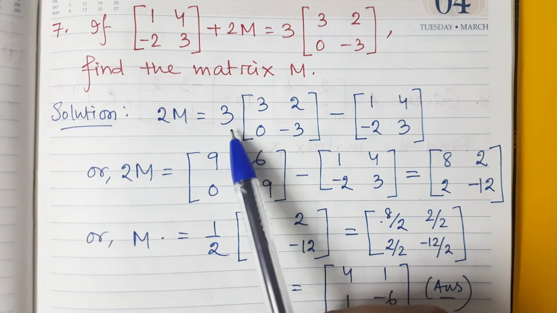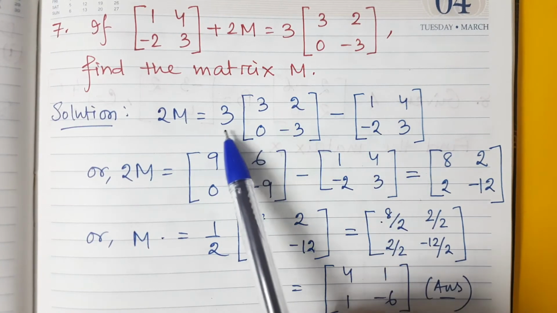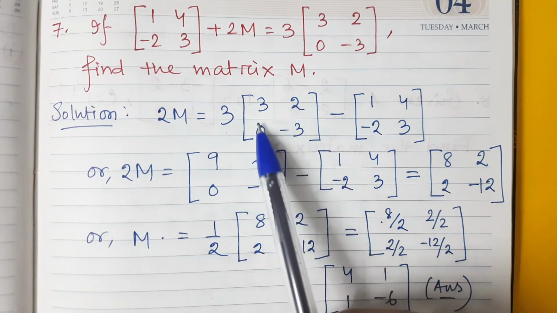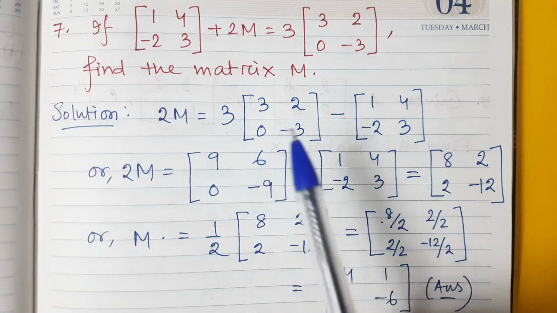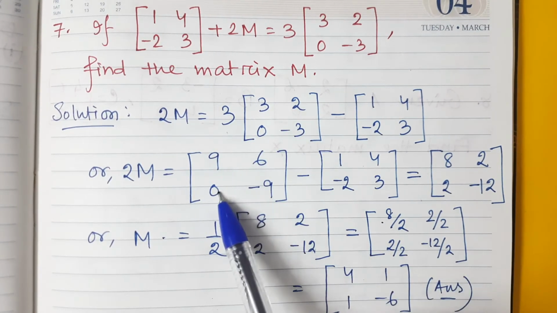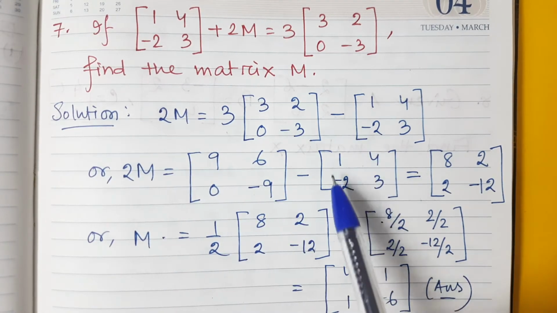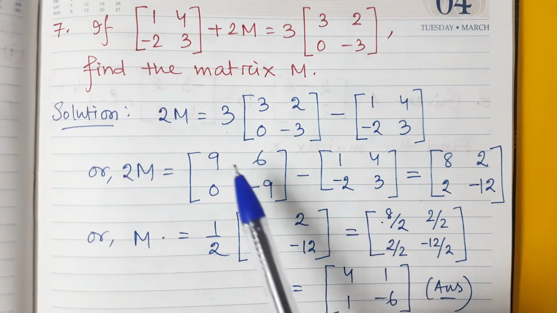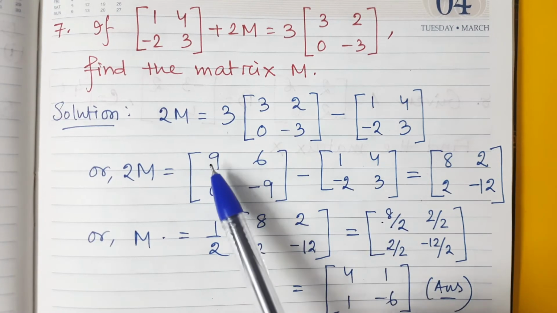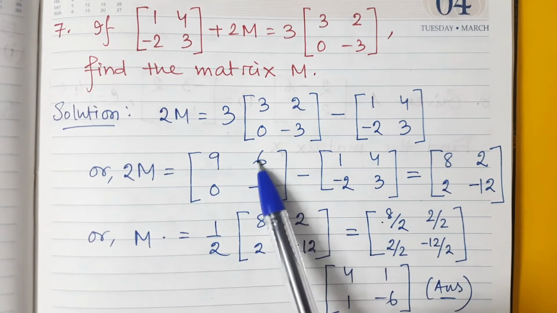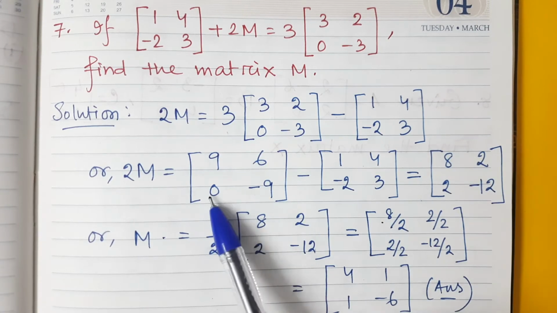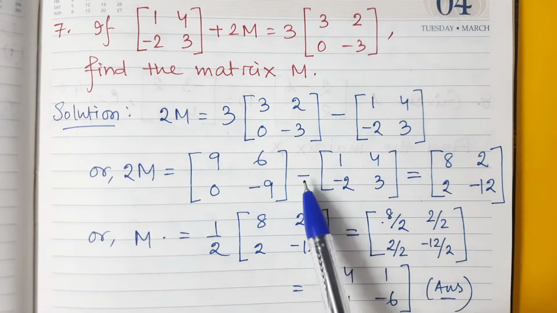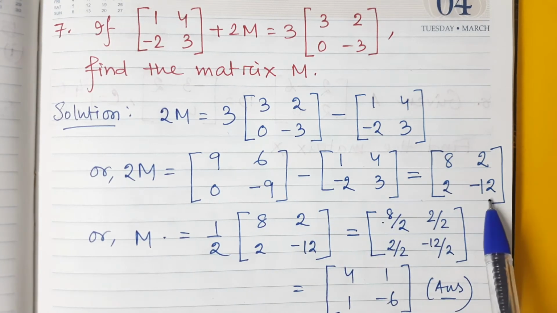Then first you do this calculation. So 3 into this matrix, that means every element of this matrix should be multiplied by 3. So after that you are getting this matrix. Okay, and this matrix is there. Now you do the subtraction. Okay, you do it position wise. So 9 minus 1, 8, 6 minus 4, which is 2, 0 minus of minus 2, so it is 2, minus 9 minus 3, which is minus 12.